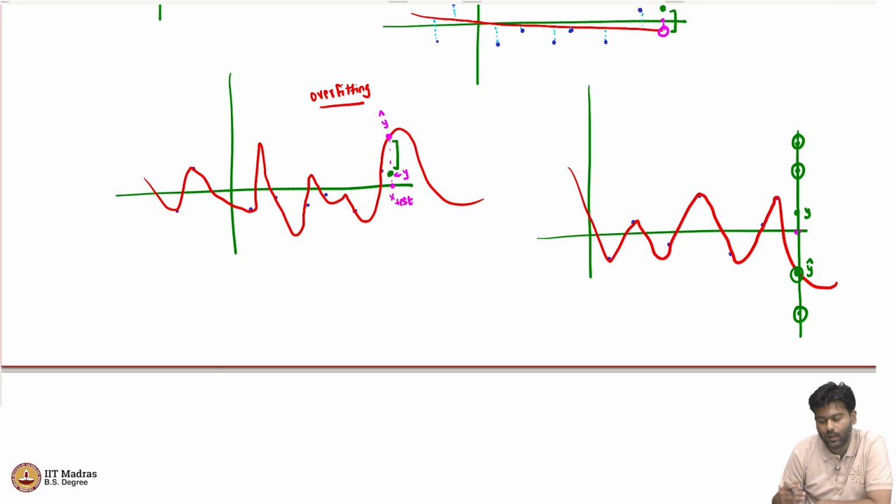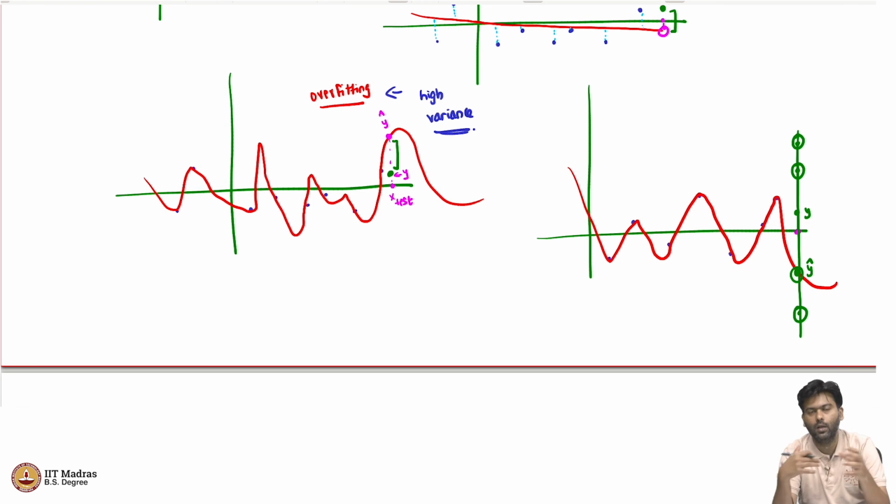Which means that the model is too sensitive to the data. One way to capture this is by saying that the model has high variance. If the data changes a little bit, your model's prediction is going to change a lot. There is going to be a lot of variation in prediction. So, these are high variance models.